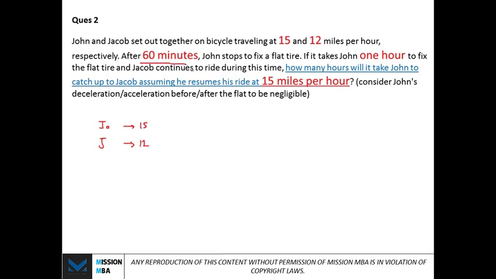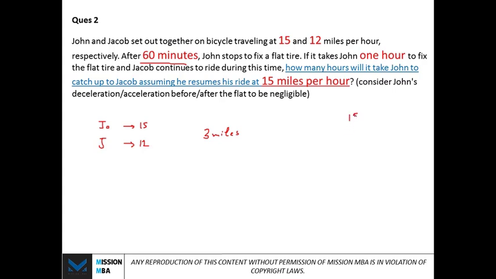After 60 minutes, stop. Now guys, he travels 15 miles per hour. He travels 12 miles per hour. So every hour, John is going to take a lead of 3 miles with respect to Jacob. I hope that is quite clear. If not, I'm going to explain it to you right now. But in the exam, you should be able to deal with it.